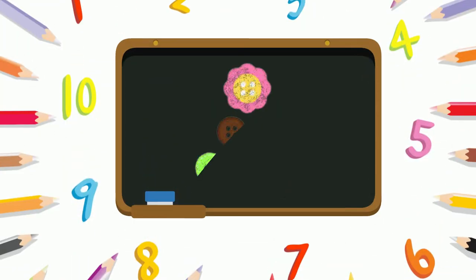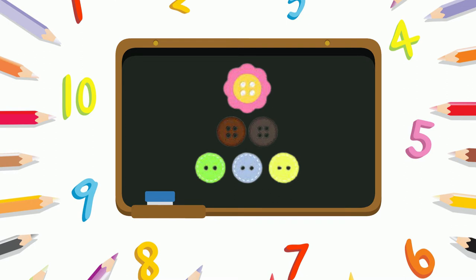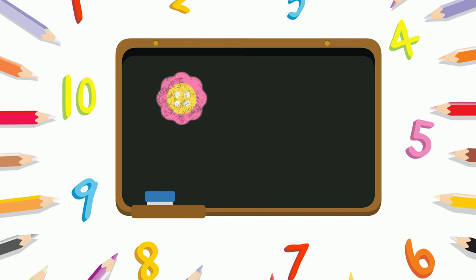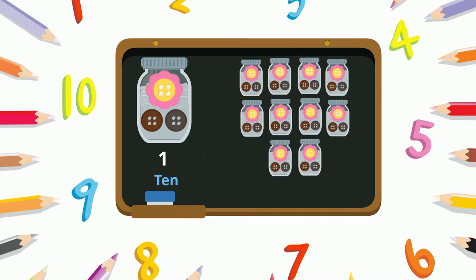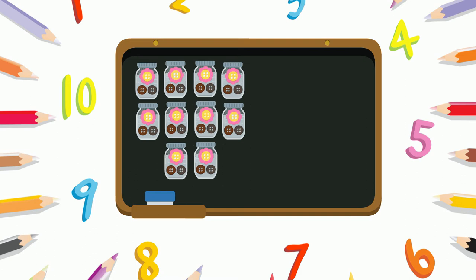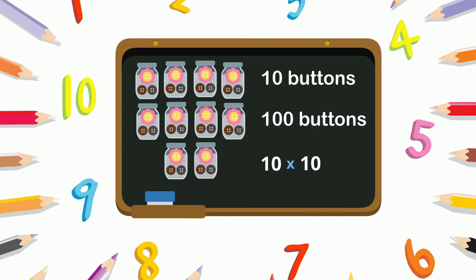Let's take the example of colorful buttons to learn about these place values. You already understand that one button is one unit. 10 buttons are 10 units. When we group together the 10 buttons, say put them in a jar, it becomes 1 ten. Similarly, when we group together 10 jars of buttons, say put them in a carton, it becomes 100. Each jar has 10 buttons, so the whole carton has 100 buttons. 10 by 10 is equal to 100.